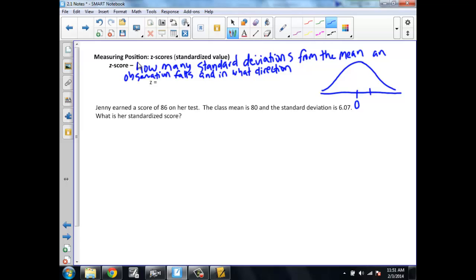Typically what happens is we have 1, we have 2, and we have 3 standard deviations above the mean. It goes a little bit beyond that, but not much. And then you have 1, 2, and 3 standard deviations below the mean. And there's a formula to help us figure out how many standard deviations you are above or below the mean. So when I say find your z-score or find your standardized value, it tells us to take the x value minus the mean, and we divide by the standard deviation.